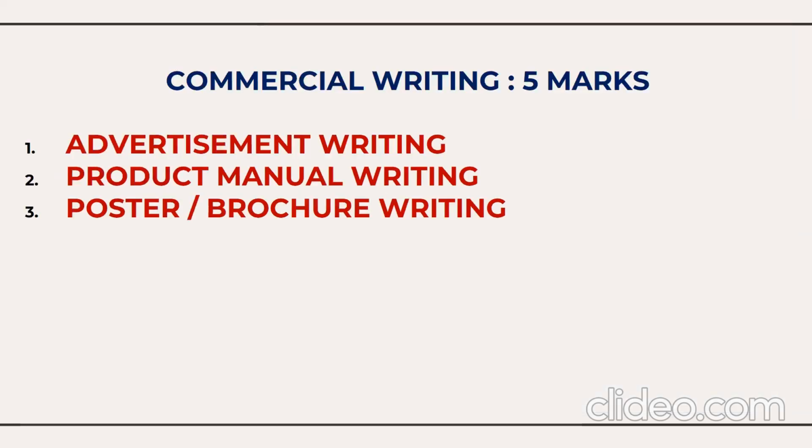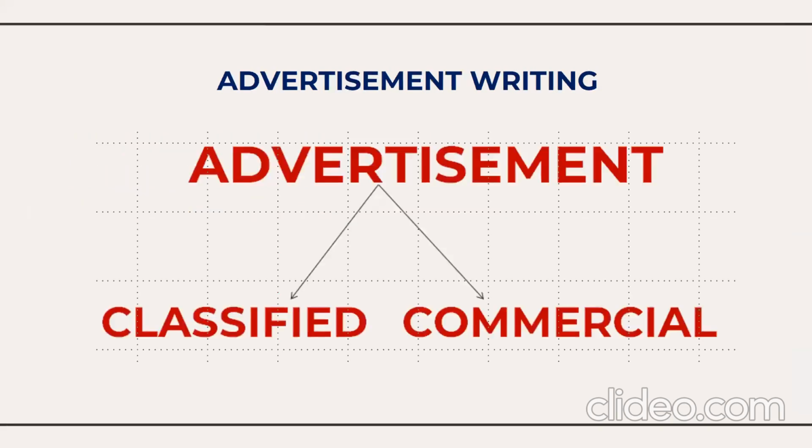Next, you have the last topic of the syllabus. You have commercial writing. That's for 5 marks. And here you have 3 topics: advertisement writing, product manual writing, brochure or poster writing. So any two will be given, and out of the two, you can opt for one. So in advertisement writing, you have two types of advertisement. One is classified and another is commercial.